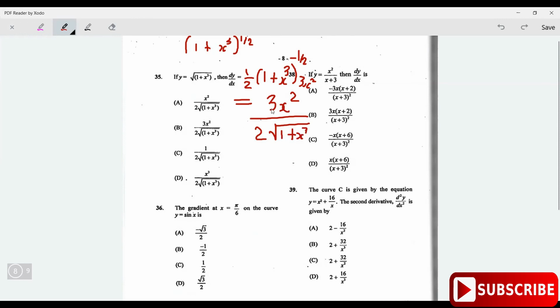2 times the square root of 1 plus x cubed. That's option B, soft. All right.